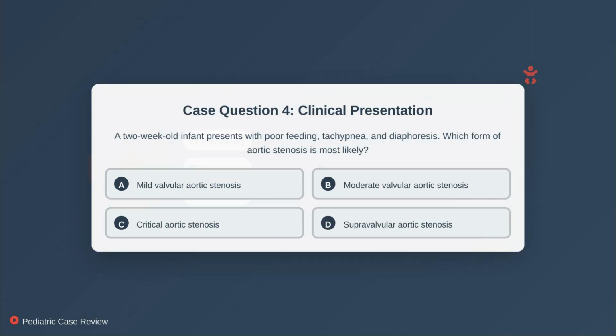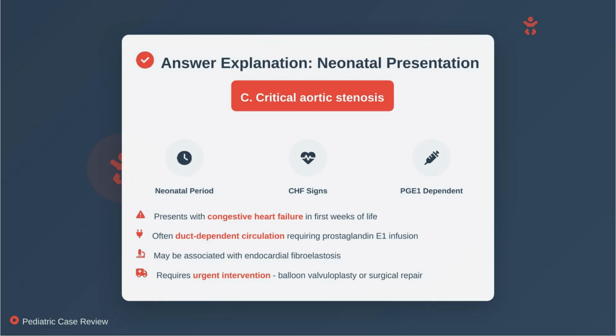A 2-week-old infant presents with poor feeding, tachypnea, and diaphoresis. Which form of aortic stenosis is most likely? A. Mild valvular aortic stenosis. B. Moderate valvular aortic stenosis. C. Critical aortic stenosis. D. Supravalvular aortic stenosis. The correct answer is C.